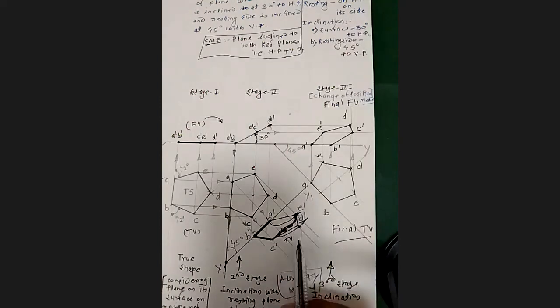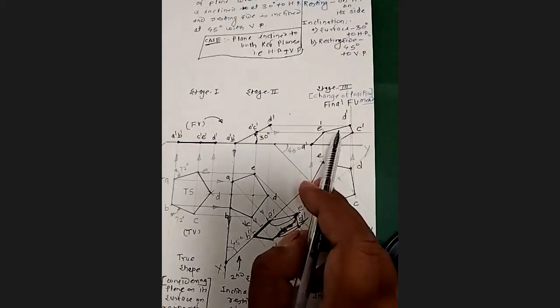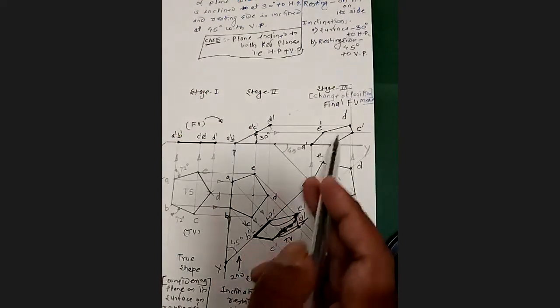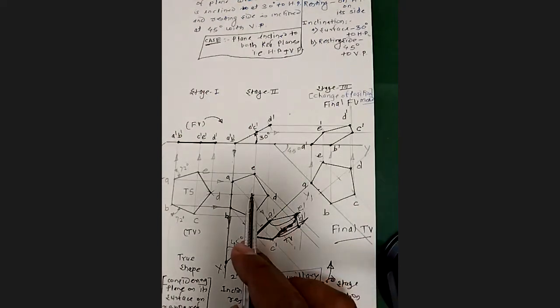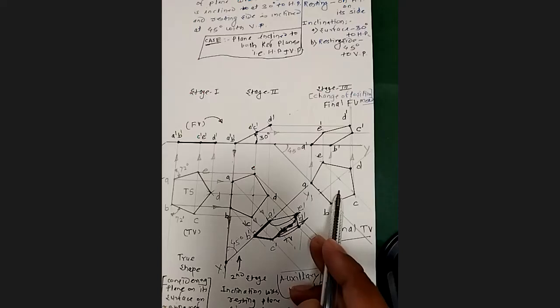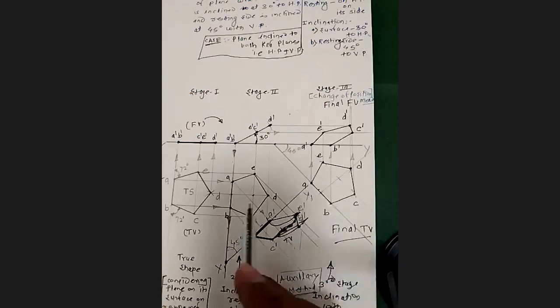Now we compare this final stage front view from the auxiliary method with the change of position method, and you will find that it is one and the same. So changing the position of this top view to the new position, we can avoid it by following this auxiliary plane method. You can follow it as whatever is explained here, and definitely it will be convincing to you.